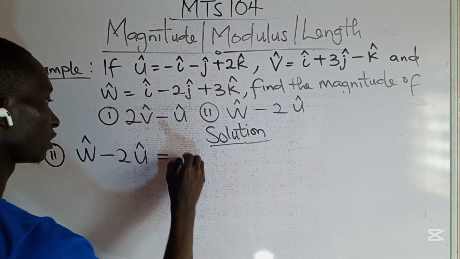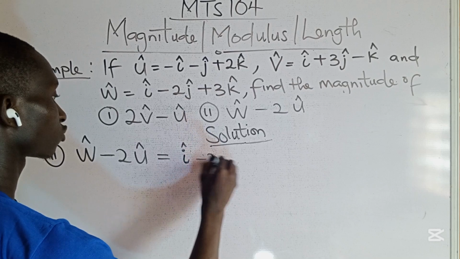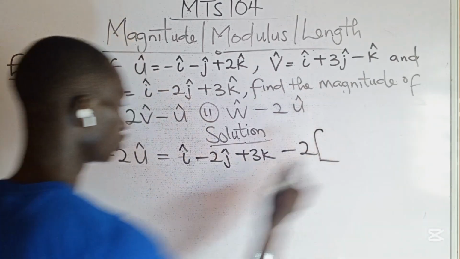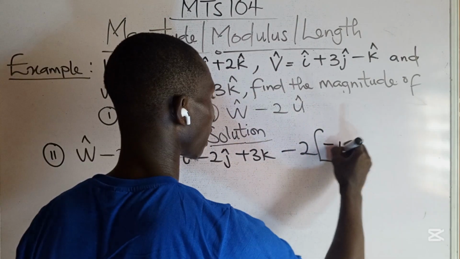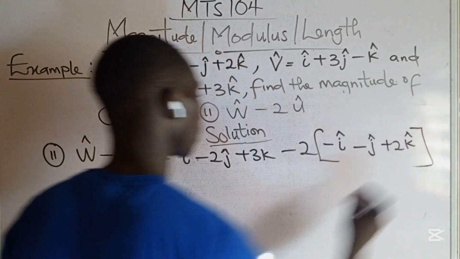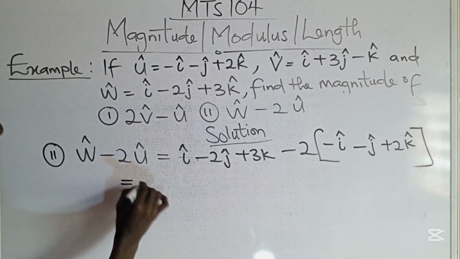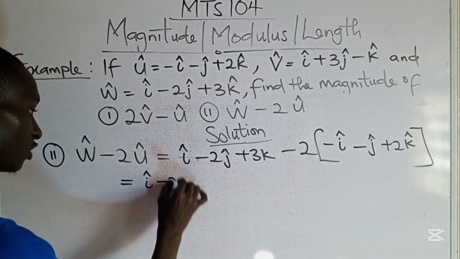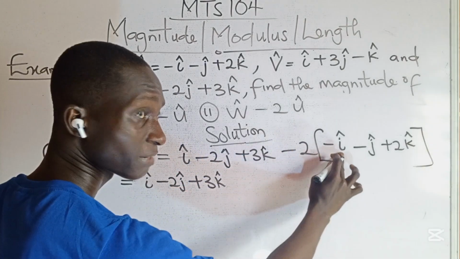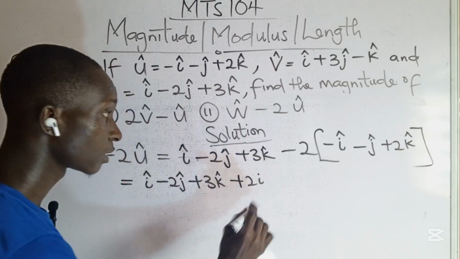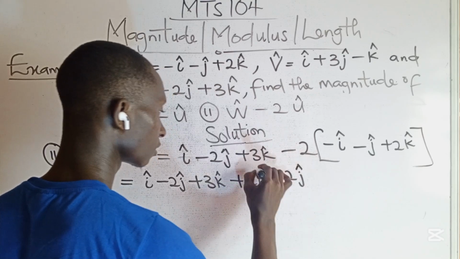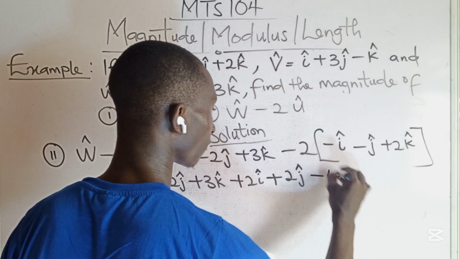So w is i minus 2j plus 3k, that is w, minus 2 into bracket u, which is a scalar product of this, as minus i, right, minus j plus 2k. Now, let's expand this bracket. So with what we have, i minus 2j plus 3k, right? Minus 2 times minus 1, that becomes plus 2i. Minus 2 times minus 1, that's plus 2j, right? Minus times this becomes minus, and we have 4k.